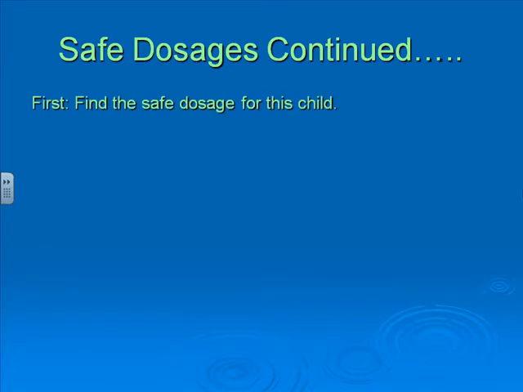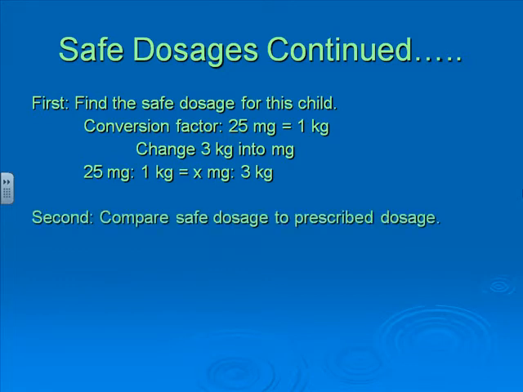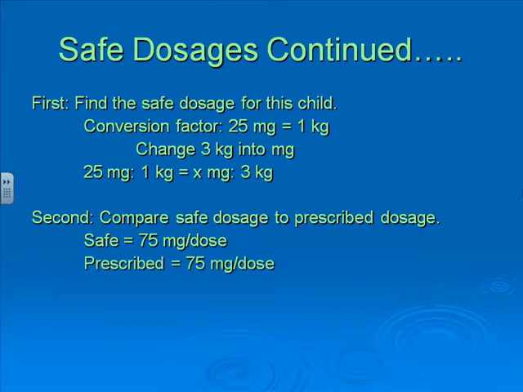So first, let's find the safe dosage for this child. As it told us in the problem, we're allowed to give 25 milligrams per kilogram per dose. Our child weighs 3 kilograms, so let's convert that to milligrams in order to discover the safe dosage. You can use any of the 4 methods you used, such as the ratio method, and we will discover that our ordered safe dosage is 75 milligrams per dose. We can compare that to the prescribed dosage of 75 milligrams per dose, and we can say, sure, they're exactly the same, so the order absolutely is safe to give.